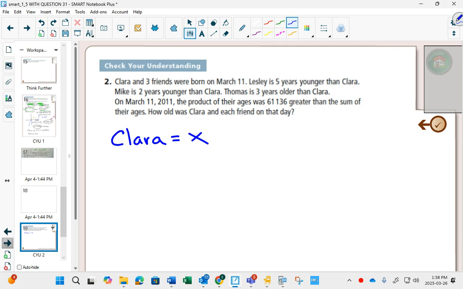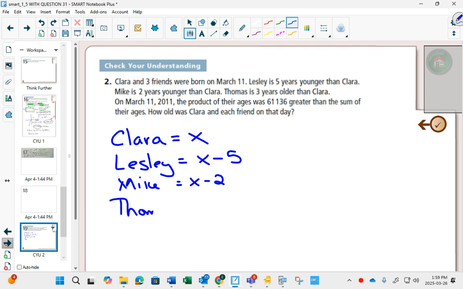Then you can compare everybody else. Like, how old is Leslie? 5 years younger, so I would do X minus 5. Mike? 2 years younger, X minus 2. And Thomas? 3 years older, X plus 3. So this is a good skill to be able to read a question, determine what you're going to make your variable, and then write everything in terms of that variable.